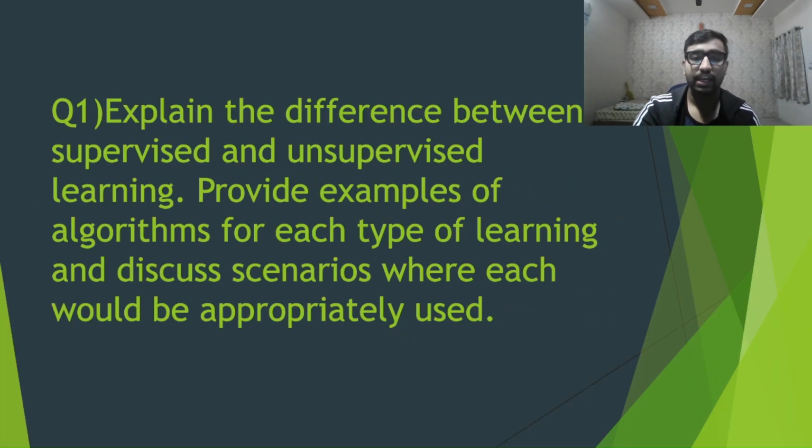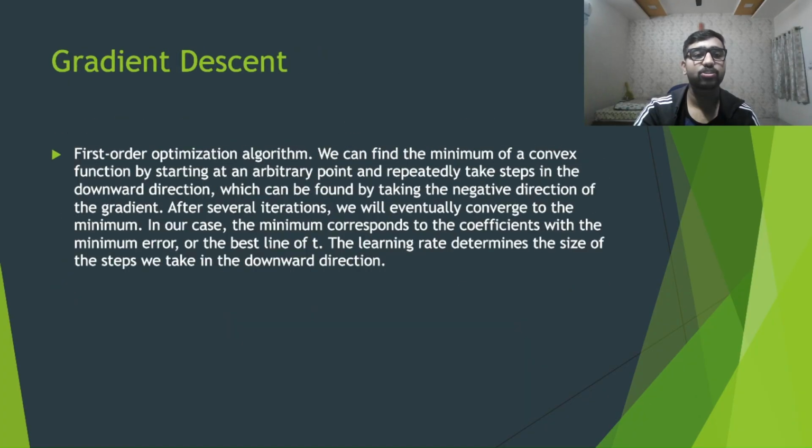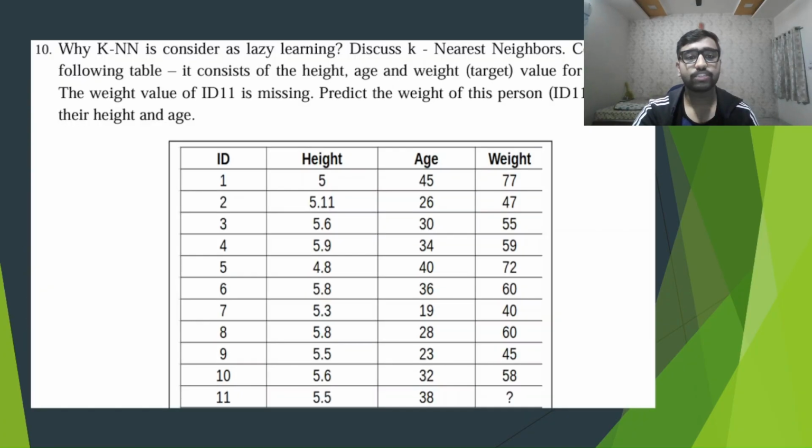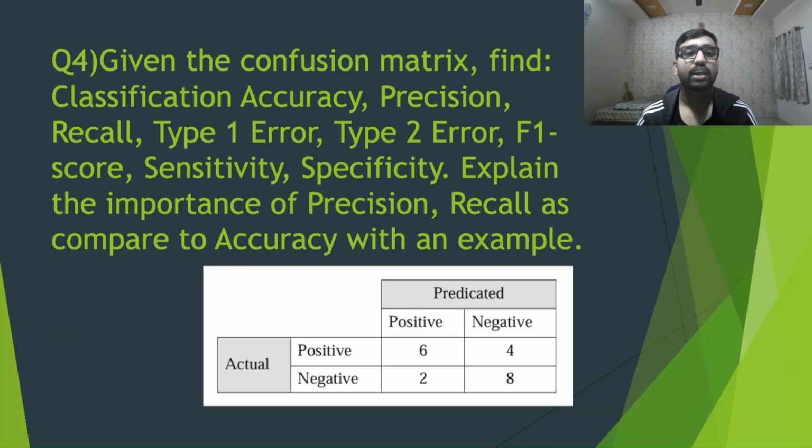So let's start. In the previous video, we looked at K nearest neighbors algorithm and why it is called a lazy learner. The link for this video you can find in the description of this video. This was the question which we did in last video. The question for today is, given the confusion matrix, find classification accuracy, precision, recall, type 1 error, type 2 error, F1 score, sensitivity, specificity. Explain the importance of precision and recall as compared to accuracy with an example.